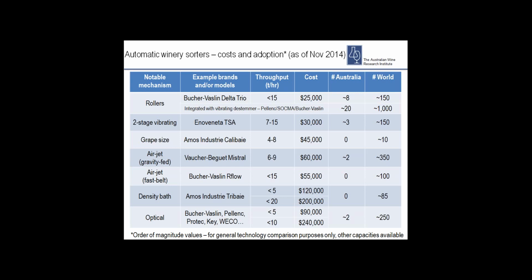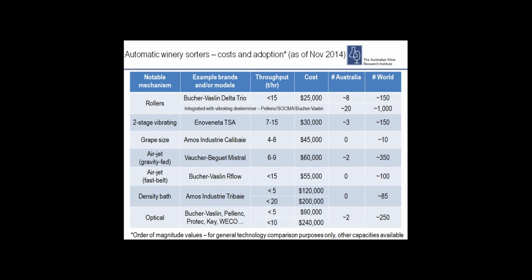Firstly, the density bath and optical sorting systems are considerably more expensive, 5 to 10 times more than some of the more basic mechanical sorting systems, but you get paid for it to an extent. They offer a great ability to sort different grapes instead of just removing vegetal matter. Secondly, something that was interesting to me was that there are only around 250 optical sorters being used in the whole world, which was a bit surprising since they're always so prominent at trade shows. But I guess it also corresponds with their higher price tag.